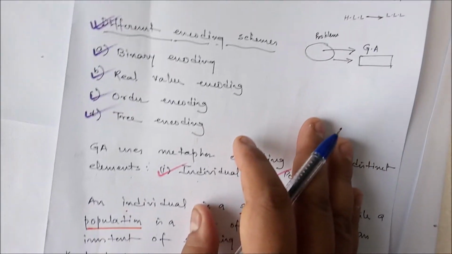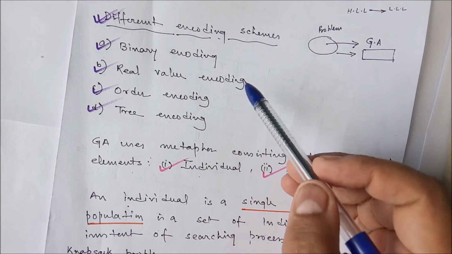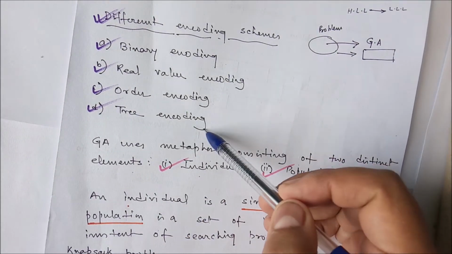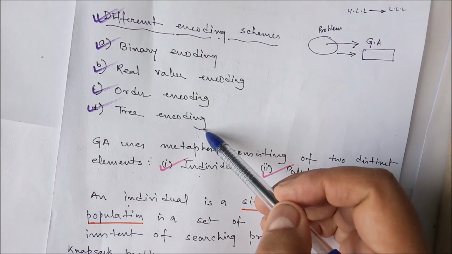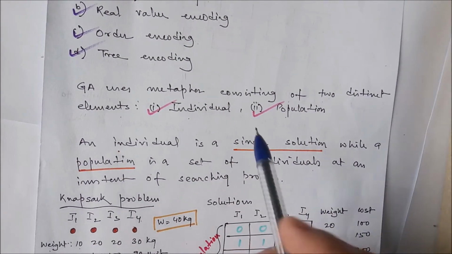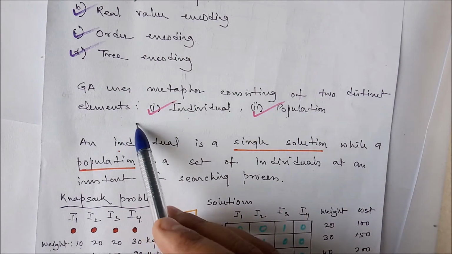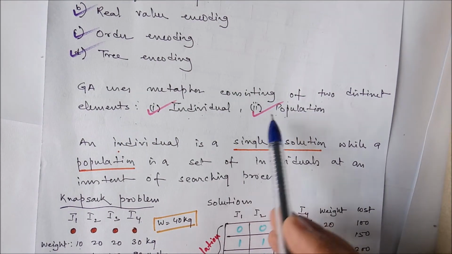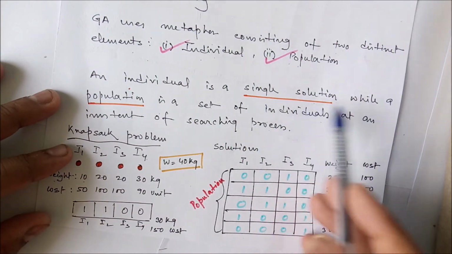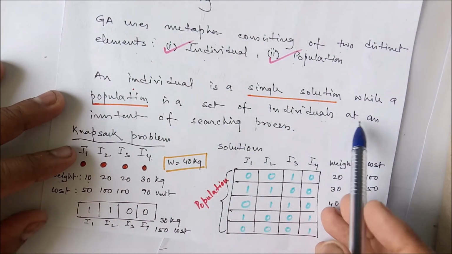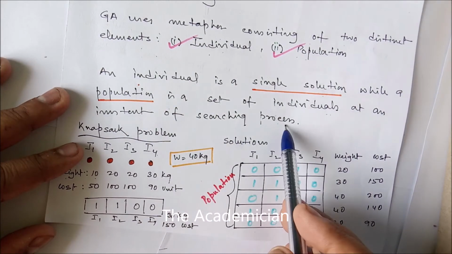So different encoding schemes are there: binary encoding, real value encoding, order encoding, and tree encoding. We will discuss them one by one. GA uses a metaphor consisting of two distinct elements, individual and population. An individual is a single solution, while a population is a set of individuals at an instant of the searching process.